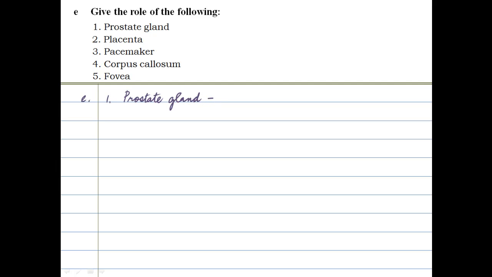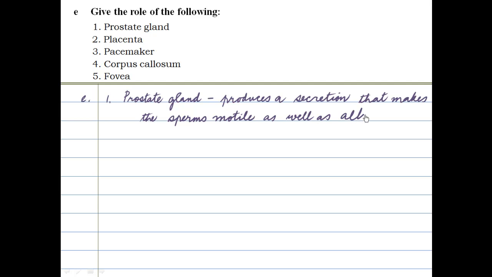So it's the prostate gland dash. What is the role of the prostate gland? Okay, it produces a secretion that makes the sperms motile as well as alkaline in order to neutralize the acidity of the vagina.